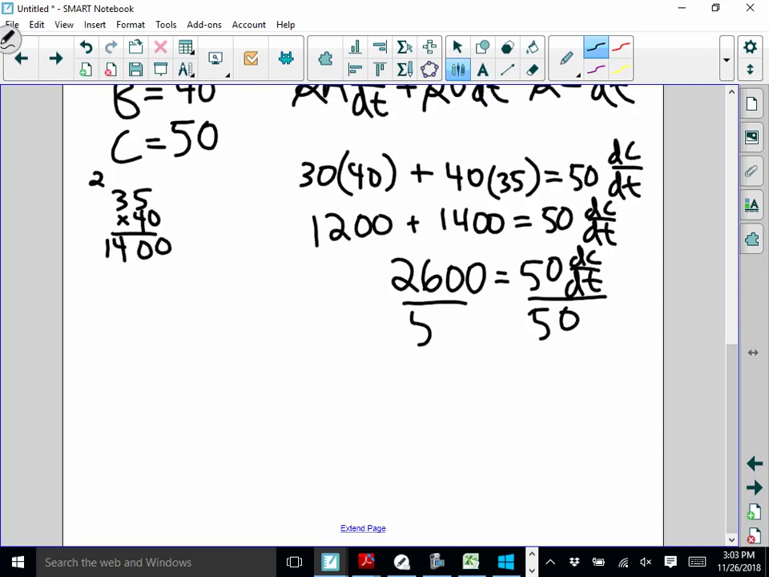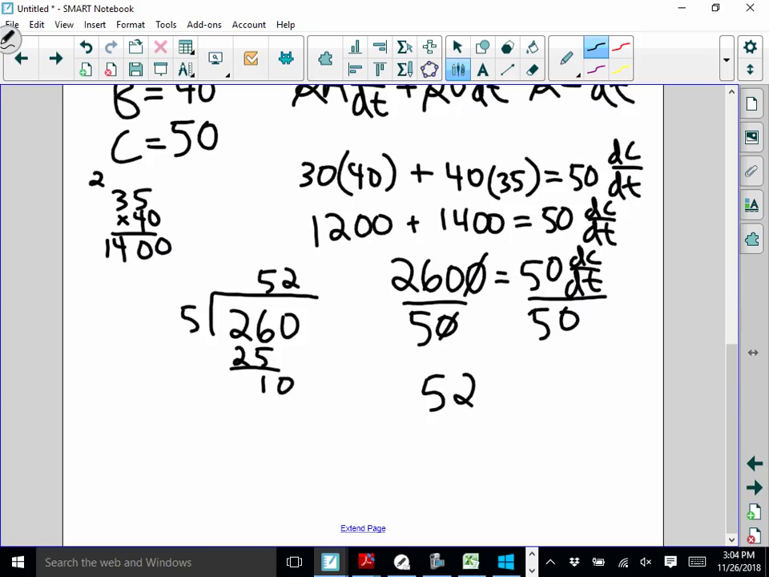Now I know 260 divides by 5. 5 goes into 26 5 times. 5 goes into 10 twice. So I get 52 equals dC/dt. And it's a rate of distance, so that would be 52 meters per second. So those trains are moving apart from each other at a rate of change of 52 meters per second.